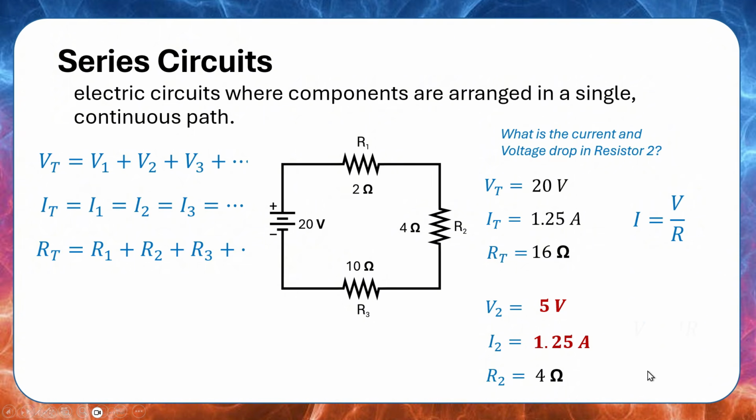And how to get that 5 volts? Using the Ohm's law formula, V is equal to IR. So we have 1.25 times 4, and we got the answer, 5 volts. Okay, so that's how you do series circuits.